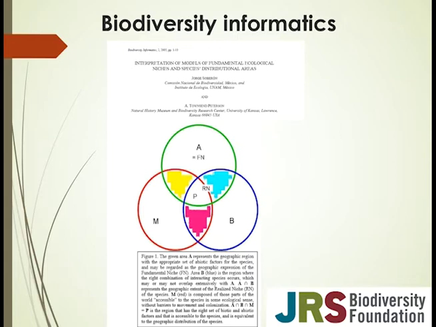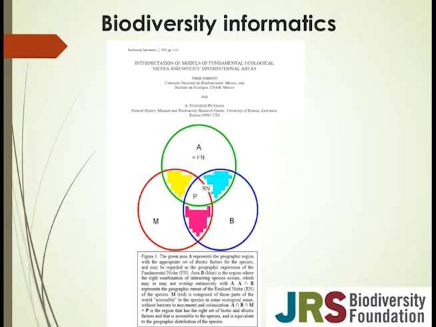The intersection between A and B, in other words, the intersection between abiotic and biotic factors, represents the geographic extent of the realized niche of a species. That is, where the species can survive.